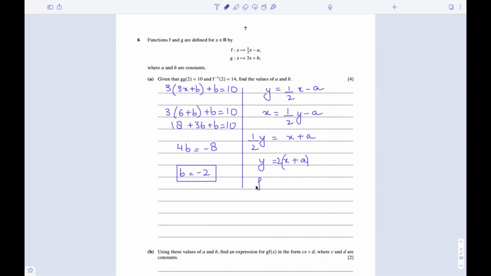So we now know that f inverse of x is 2 times x plus a. Now it is given that f inverse of 2 equals 14. So we can write 14 equals 2 times, 2 plus a. We get 4 plus 2a equals 14. So 2a equals 14 minus 4, which is 10. So a equals 5.